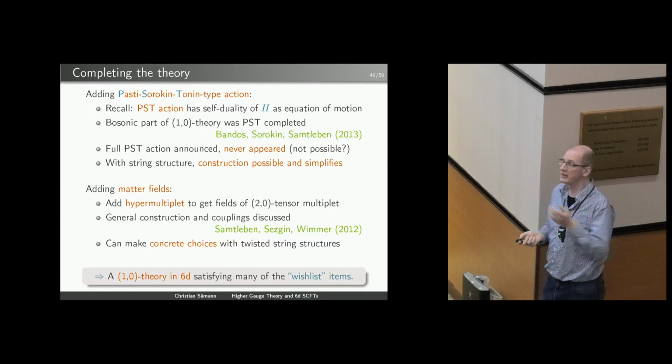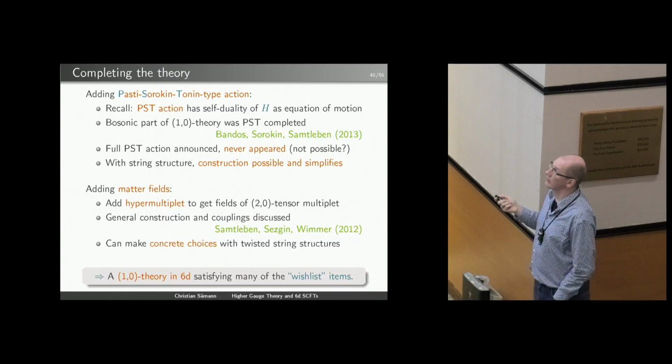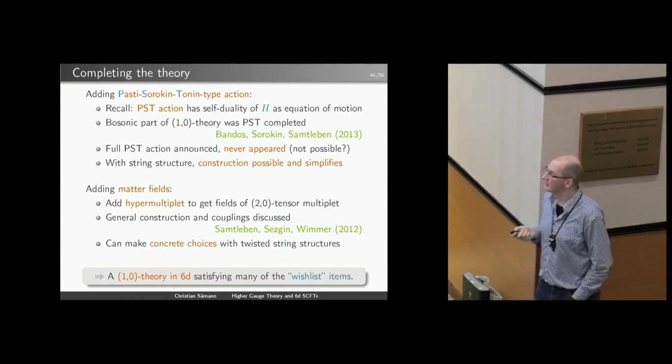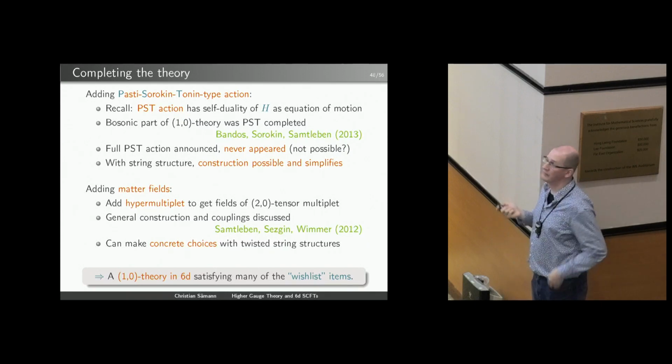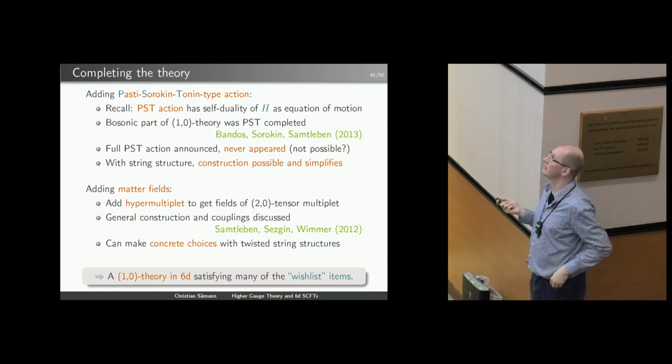Okay, so then you need to complete the theory to the full 1-0 picture. Namely, first of all, you don't want self-duality to be imposed by hand. So there are these Pasti-Sorokin-Tonin type actions. And you can indeed complete that. Samtleben et al. already completed it. The bosonic part was PST completed. Then they announced that they would also do the full action, but it never appeared. According to our calculations, it would be very, very hard to do it in their general setting, right? So I'm not sure if it's even possible in their general setting. However, if you restrict the gauge structure to our string structures, this construction is very possible and it actually simplifies. So you have a nice PST completion of our action.